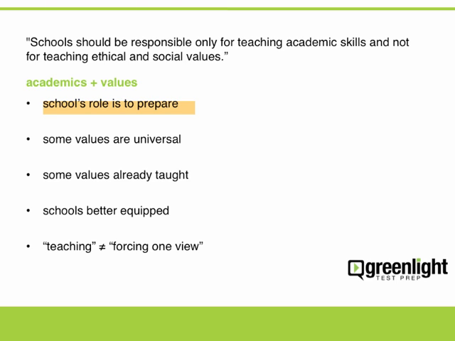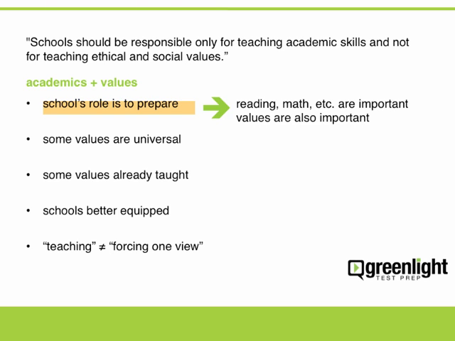Well, we might give some examples of what we mean by explaining that schools prepare students for adult life by teaching them how to read, write, and perform other skills necessary to function in society. Since ethical and social values play an important role in one's adult life, schools should teach these as well.